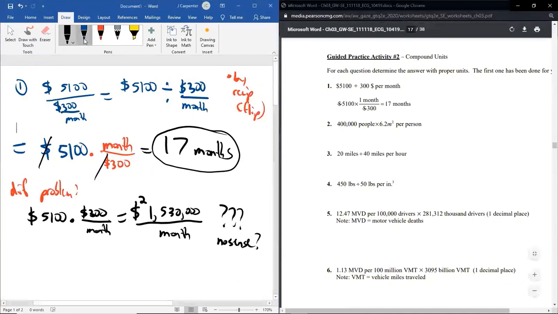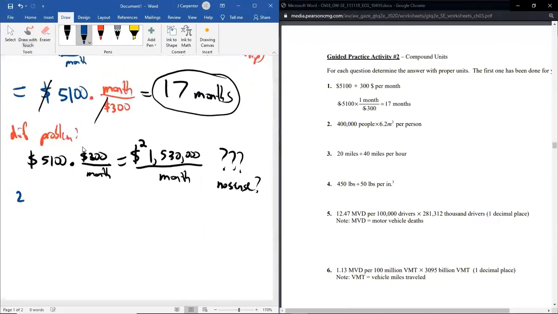All right, rant aside. Number 2, the one that hasn't been done yet. 400,000 people times 6.2 meters squared per person. So a meter square is a type of area. So this meter squared per person is a population density. It's talking about how much room each person gets. And then it's saying, all right, well, this is how much room each person gets. What if we have 400,000 people? How much room do we need in total?